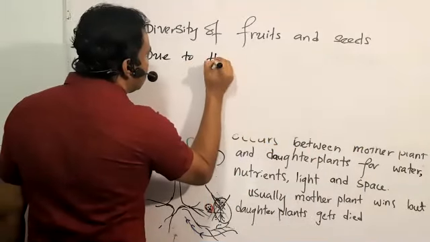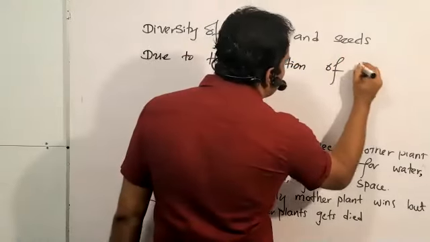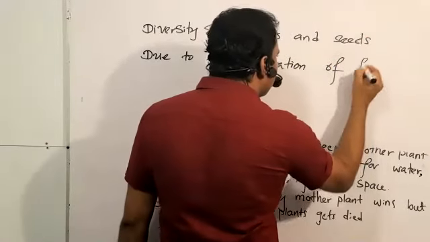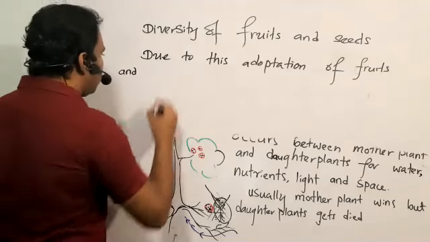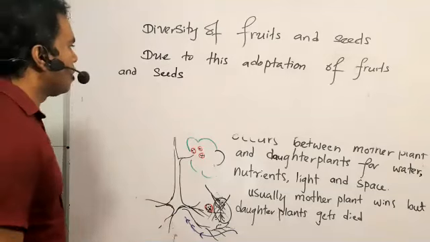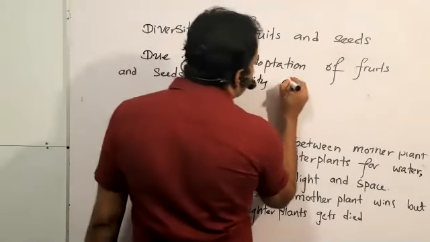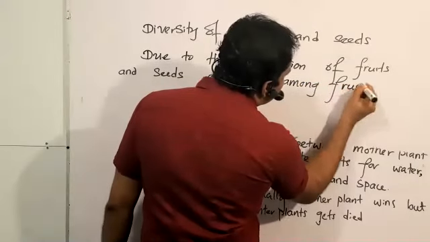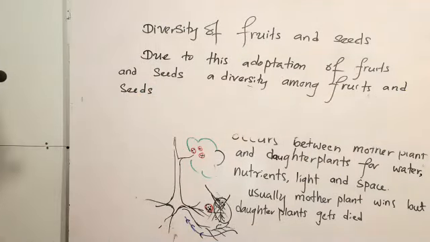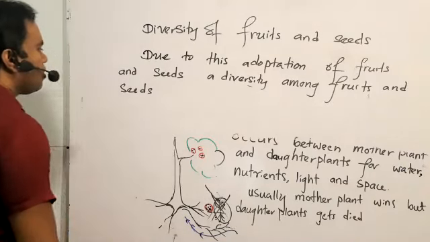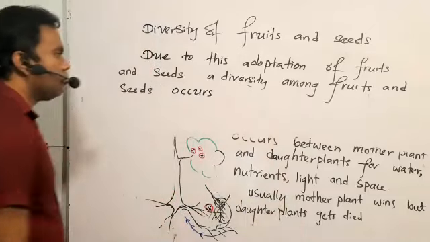Due to this adaptation of fruits and seeds, a diversity among fruits and seeds occurs. A diversity occurs, okay, among fruits and seeds.